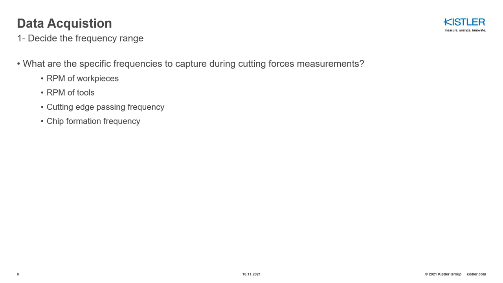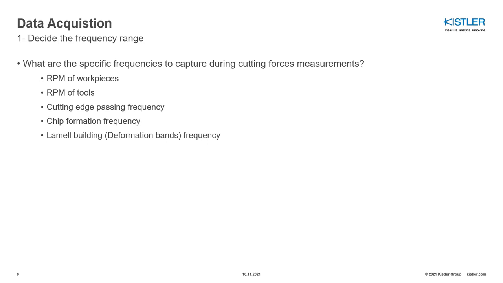Chip formation frequency, how often the chip occurs. There are different ways, of course, to calculate this. You can collect chips and measure the length, and since you know the cutting speed, the speed of the chip can be calculated from that, and then you can calculate the chip formation frequency. Or you can look at the contact lengths on your chip side, then you know the length of the contact for each chip, and you can also calculate the chip formation frequency.